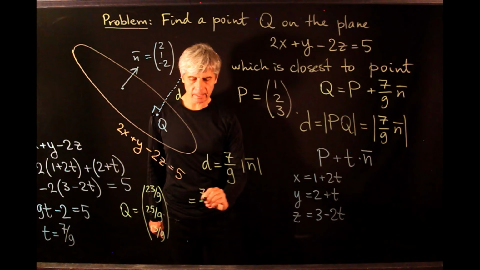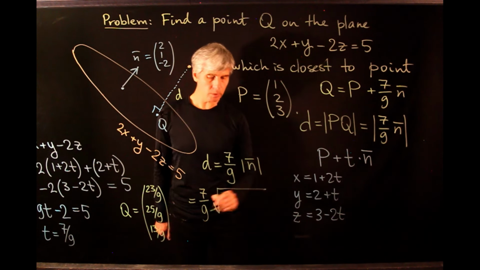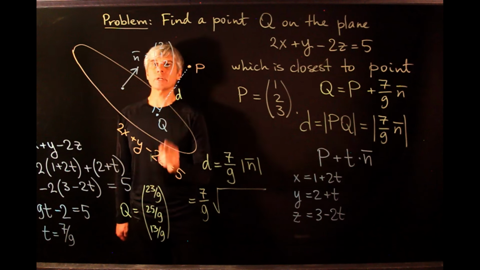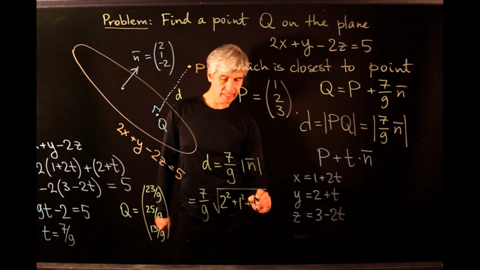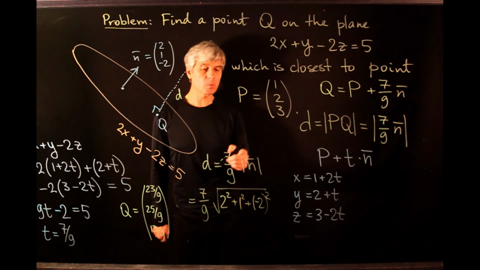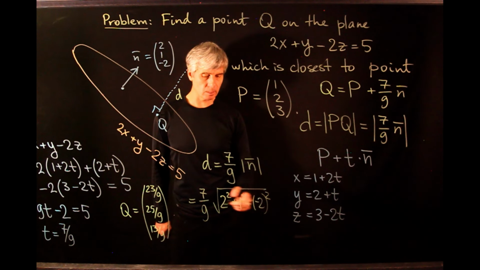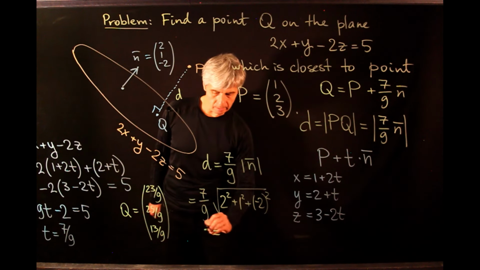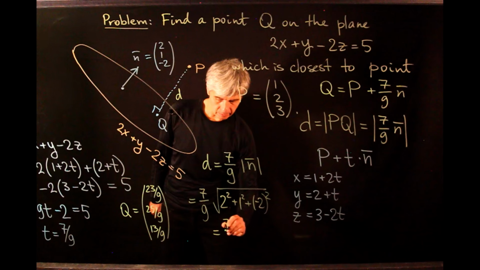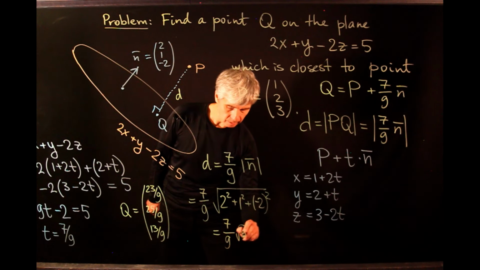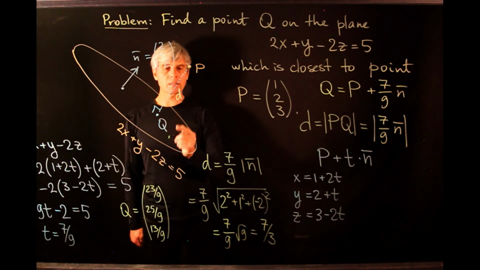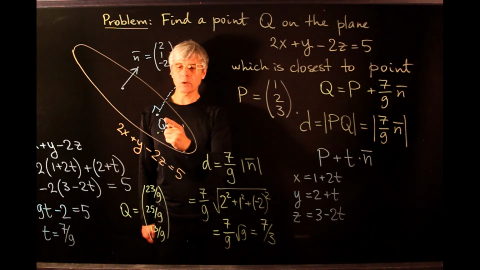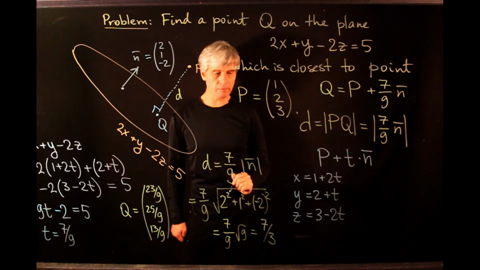And what is the length of this vector? Well, it's the square root of the sum of squares of its components. So we have 2 squared plus 1 squared plus (-2) squared. Right? So this is because the square of the length of a vector is the sum of squares. And here we get the square root of 9. And so what we get is 7 over 9 times the square root of 9. So this is 3, so we get 7/3. So this tells us that the distance between the point P and the closest point on this plane is 7/3.